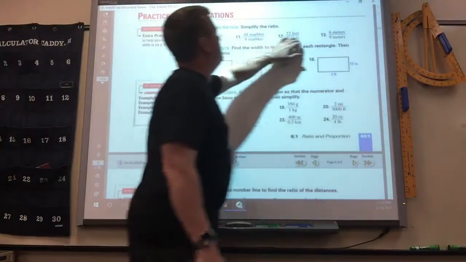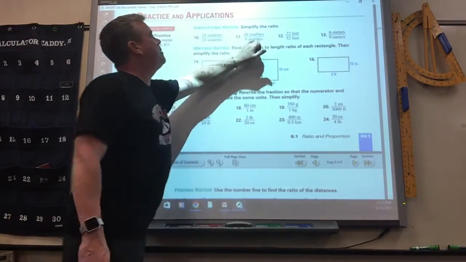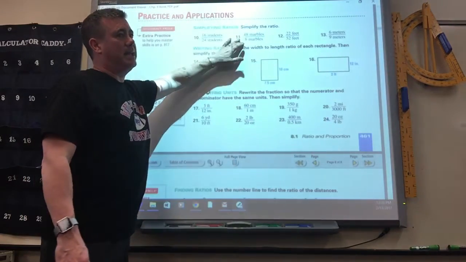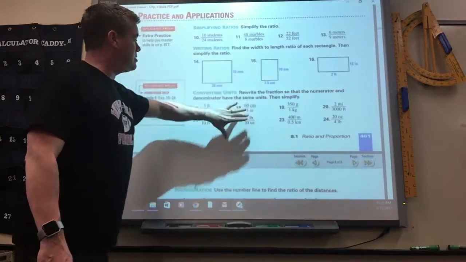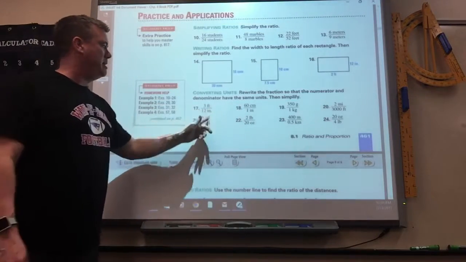Okay, so I'm gonna skip ahead a little bit. These are simple. You just gotta simplify them. They have the same label, so you don't need a label. These down here, you gotta make them the same label.